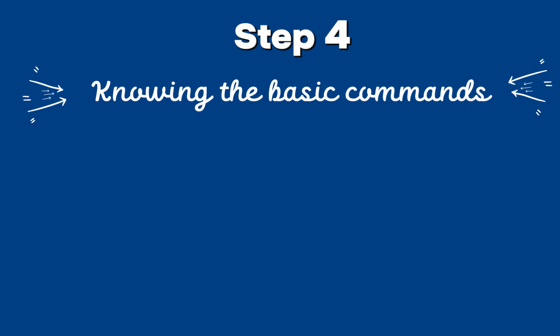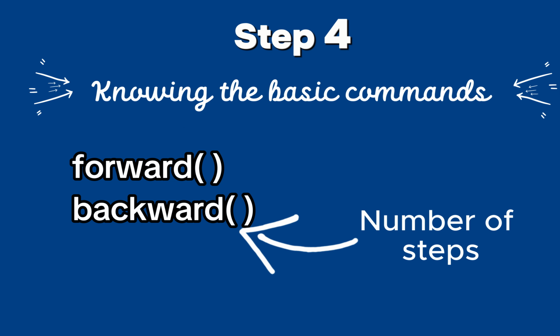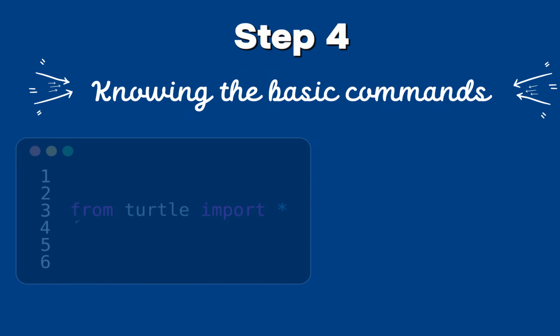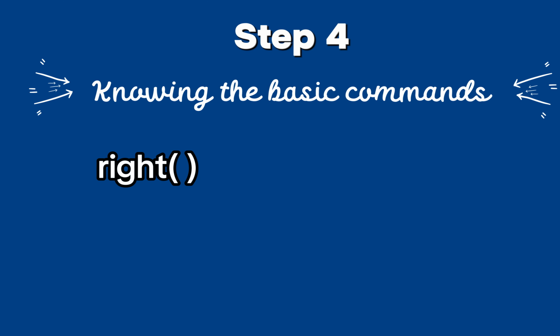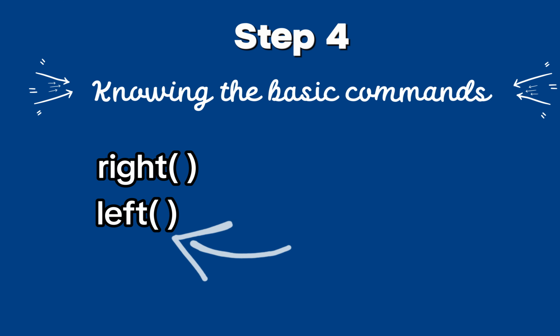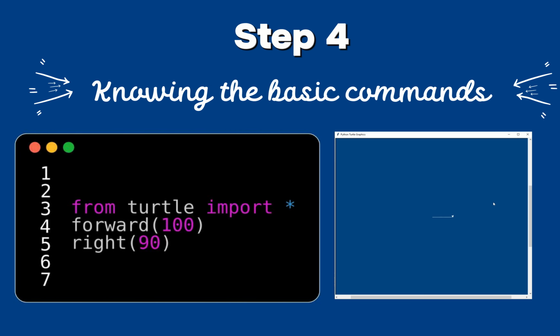The basic commands for movement are forward and backward. The argument of these commands will have the number of steps the turtle moves. For example, if we type forward 100, then the turtle moves to the right 100 steps. For changing the direction, there are two commands, right and left. The argument of these commands describes the angle to which it should rotate. For example, typing in right 90 will change the turtle's direction by 90 degrees to the right.